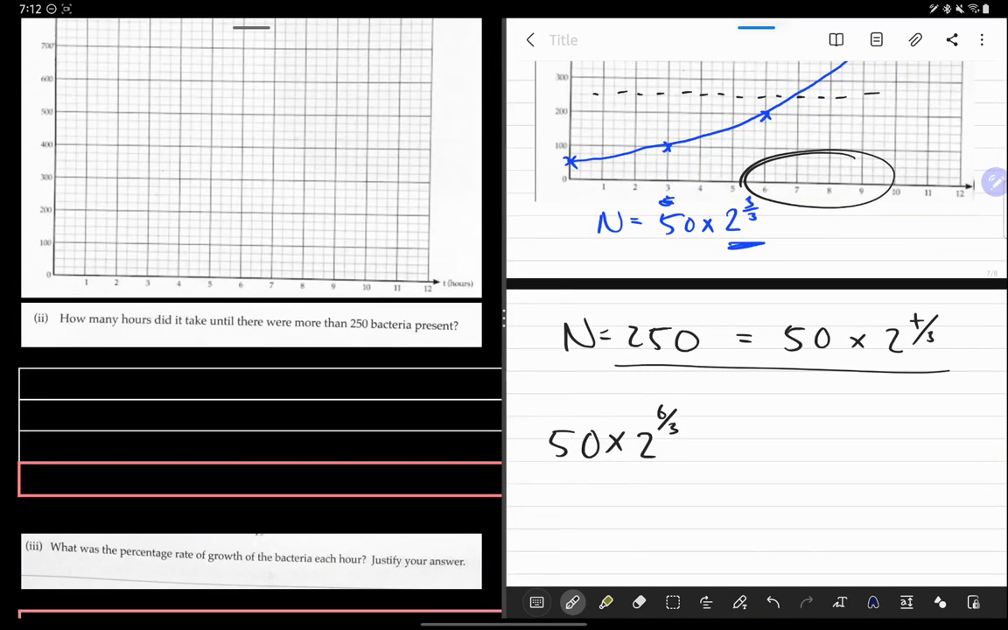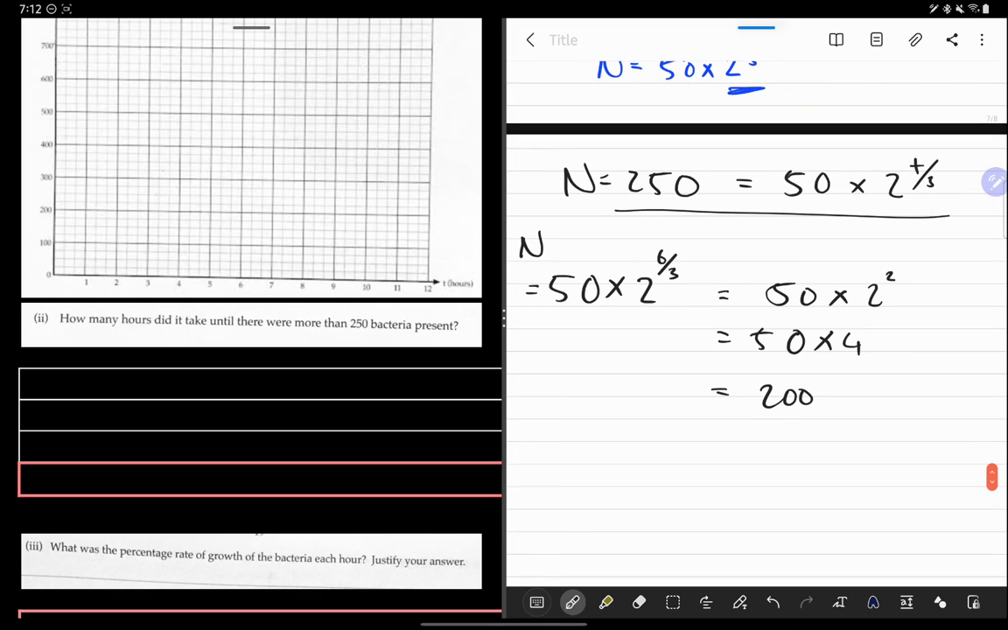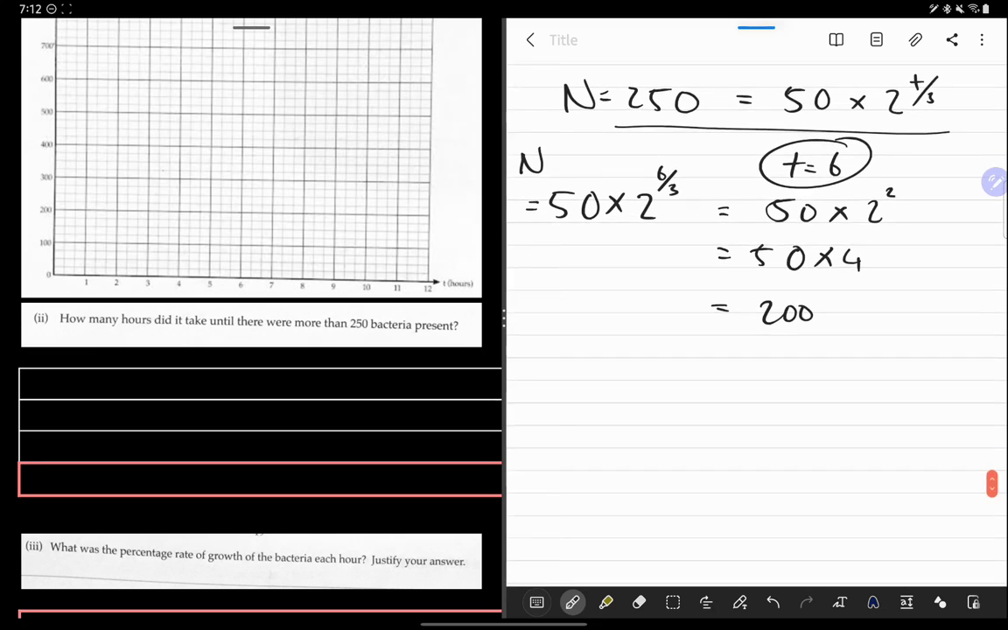6 divided by 3, which is just, oh yeah, this is n, by the way. 50 times, that's 2 squared, which is just 50 times 4, which is 200. So not yet. This was t equals 6, by the way. 6 hours. Okay, let's try 7. Let's try t equals 7. N equals 50 times 2 to the power of 7 over 3.